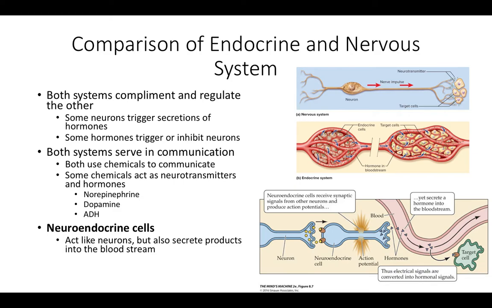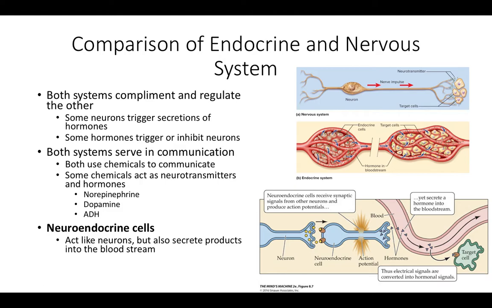So they act like neurons, but they are also responsible for the secretion of hormonal products into the bloodstream. So here we have in this diagram a normal neuron, and it's targeting this neuroendocrine cell. This neuroendocrine cell produces a hormone, let's say up here in the soma. That hormone will travel down the axon, and it's going to wait at the axon terminal until this same neuroendocrine cell receives some sort of action potential.